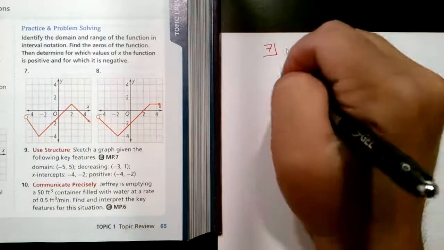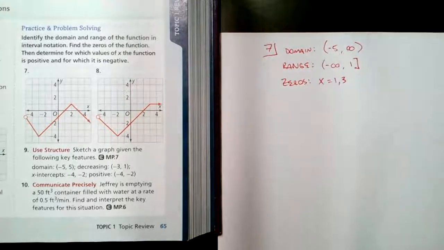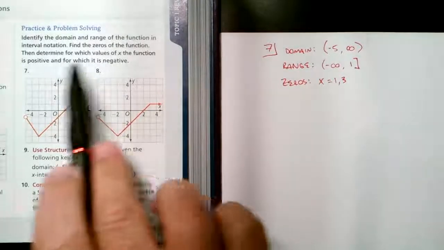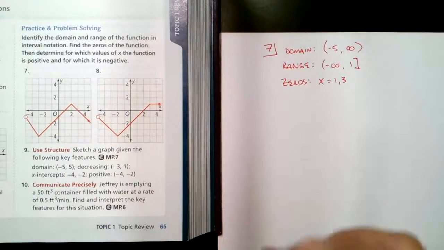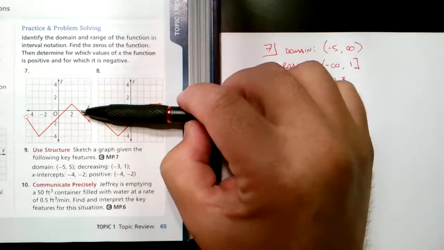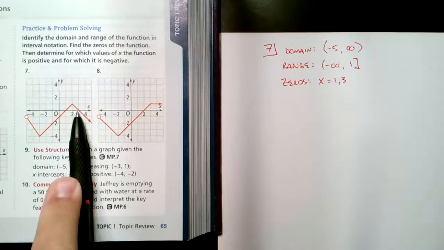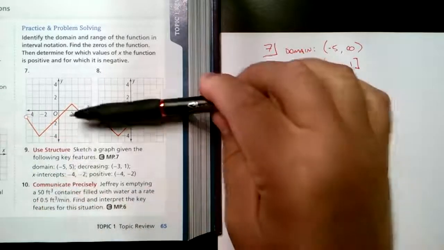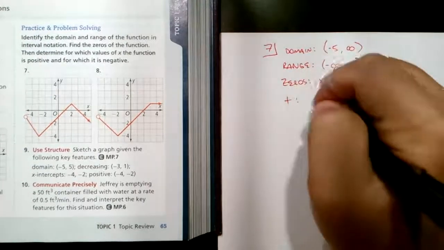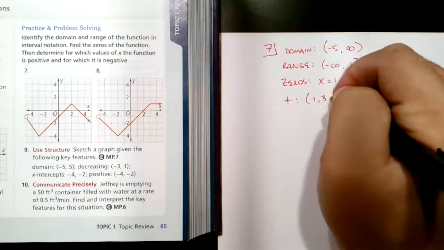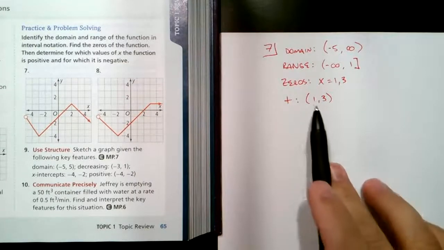Domain and range in interval notation, find the zeros of the function. So the zeros, that's my x-intercepts. Just by looking at that, it looks like it's x equals 1 and x equals 3. So my zeros, x equals 1 and 3. Then determine for which values of x the function is positive and for which it's negative. So if you look at our function, it only exists above the x-axis between 1 and 3. So between 1 and 3, that function is positive. It's above the x-axis. So I'm going to say positive. It exists between 1 and 3.